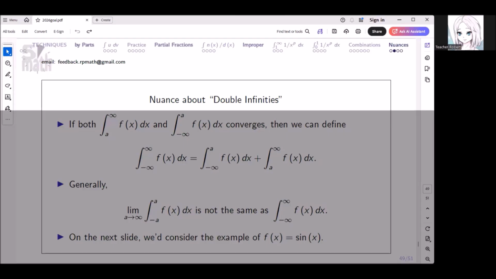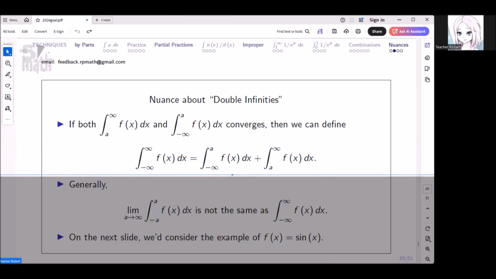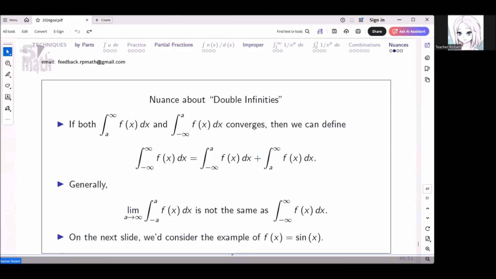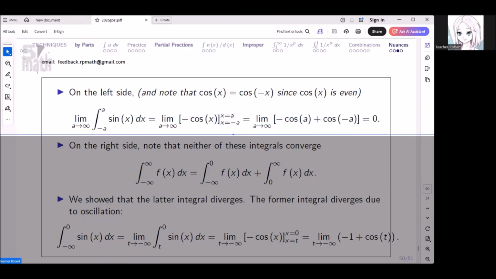Nuance about double infinities. If both this and that integral converge, then we can define this. Generally, this is not the same as that. On the next slide, we'll consider the example of f of x equals sine of x. On the left side, I note that cosine x equals cosine minus x since cosine x is even. And we get the following.